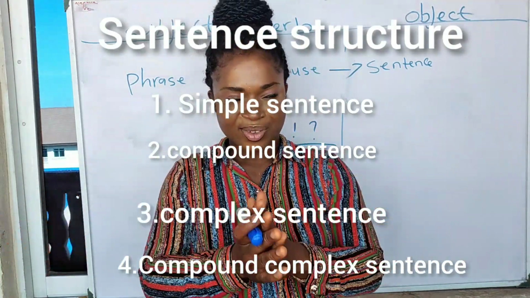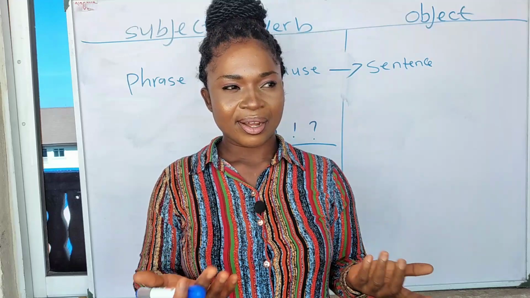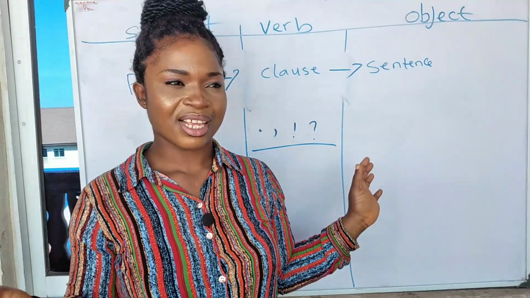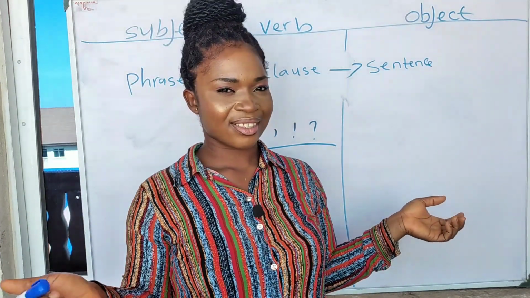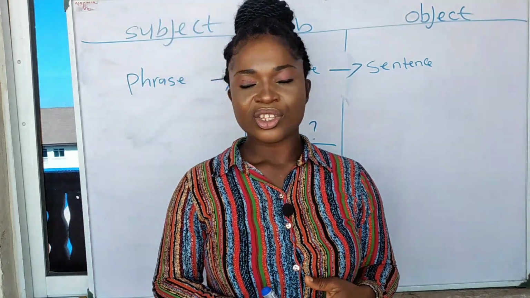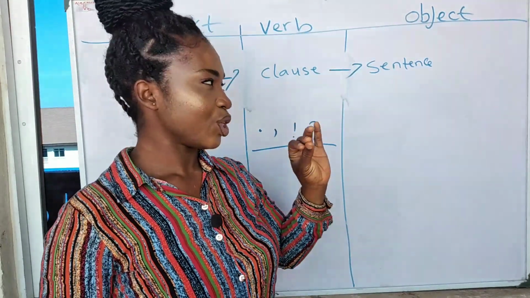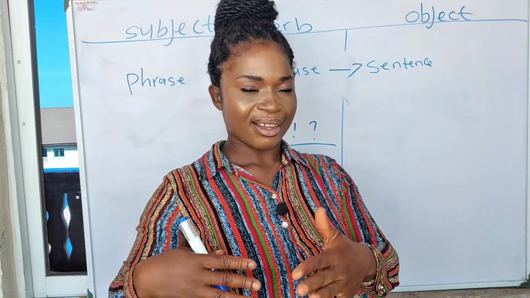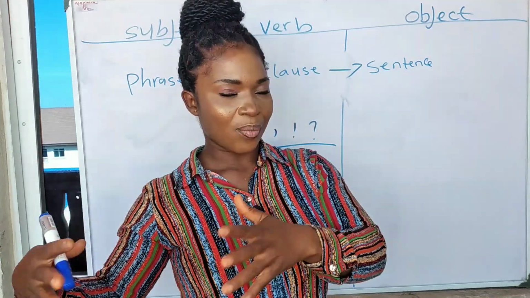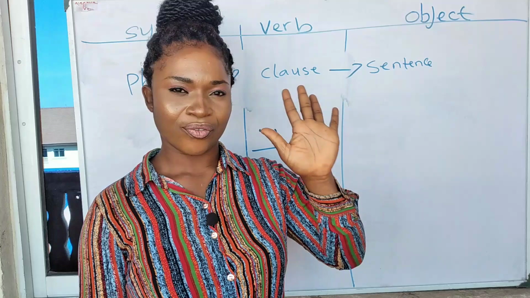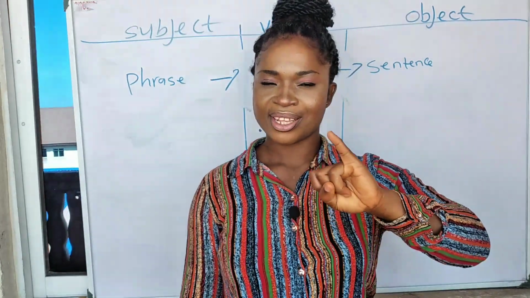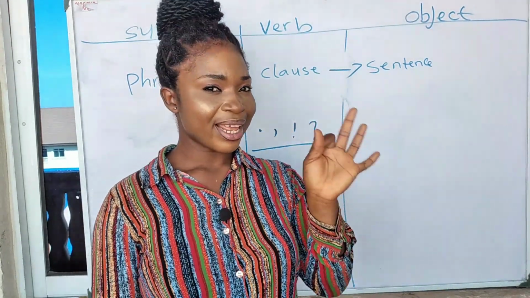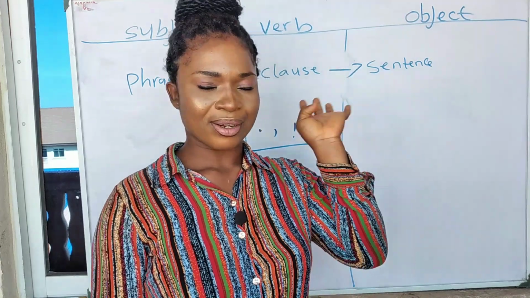Examples of simple sentences: this is a ball, I am a girl, Obi goes to school, she's dancing. All these are simple sentences. Now let's talk about the last one, which is the compound complex. The compound complex is a mixture of number three, the complex, and the compound mixed together. So we have basically four sentence structures. Number one is the simple sentence. Number two, compound sentence. Number three, complex sentence. And number four, compound complex.